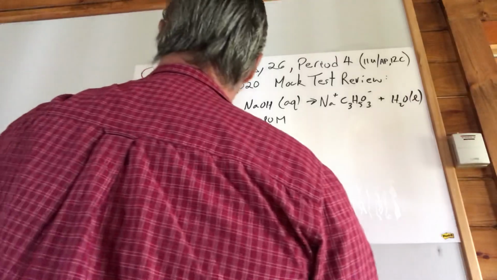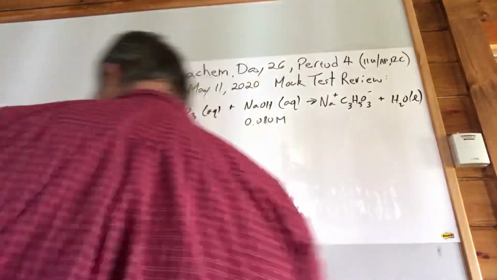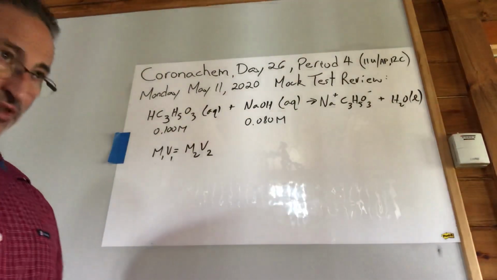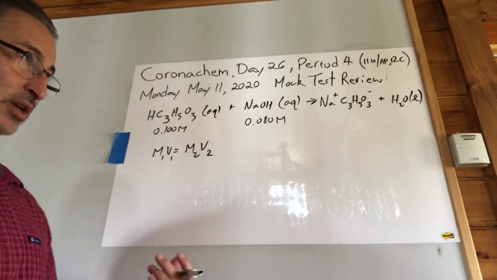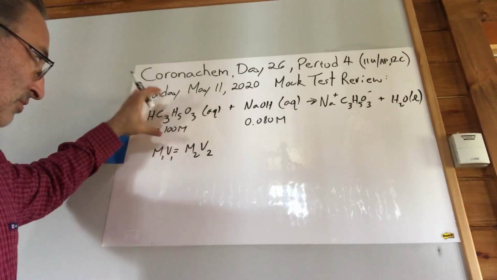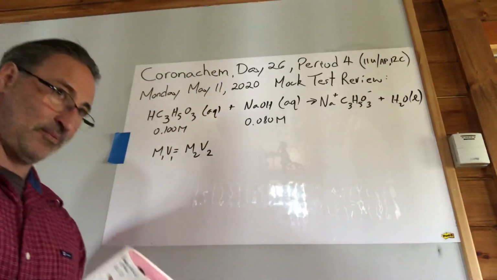So I'm going to use the dilution equation because the dilution equation makes the assumption that the amount of moles of solute is the same before and after dilution. Well, in the same way, in a titration, the amount of solute is equal in both cases, the titrant and the thing that is being titrated.